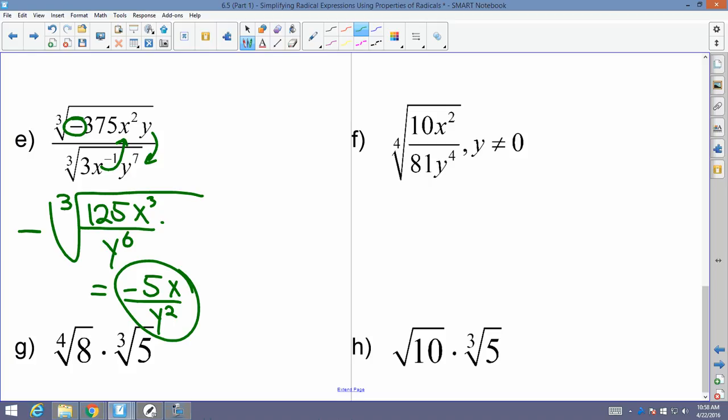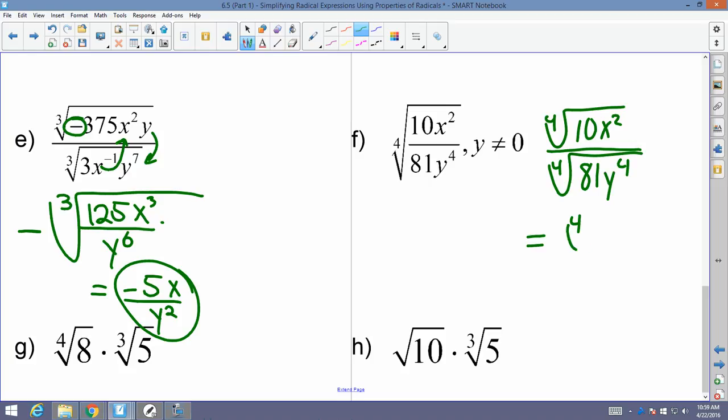Okay, in this particular case, I cannot reduce this at all. So this is the fourth root of 10x squared over the fourth root of 81y to the fourth. This literally is going to equal the fourth root of 10x squared over, what's the fourth root of 81? 3y.